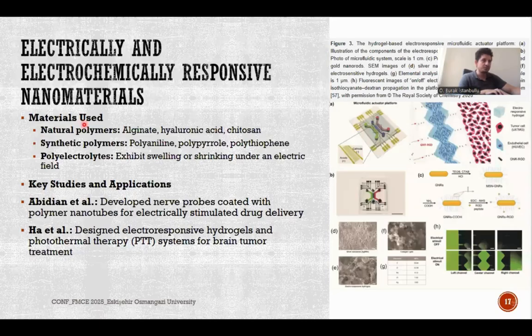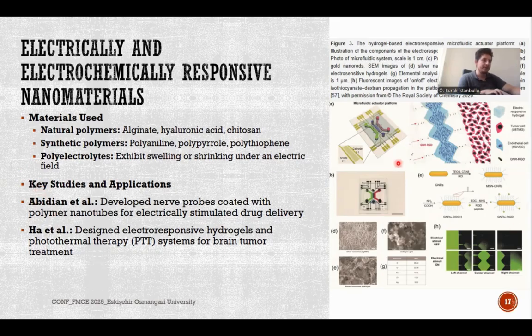These nanomaterials respond to electrical or electrochemical stimuli to control drug release or material behavior. They are made of natural polymers like alginate and chitosan, and synthetic ones like polyaniline and polypyrrole. Polyelectrolytes can swell or shrink when exposed to an electric field. Abedian et al. developed nerve probes with polymer nanotube coatings for electrically triggered drug release.